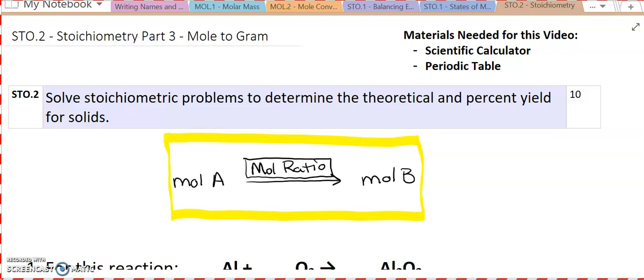Hi guys, it's Mrs. Blake again, and today we're going to talk about stoichiometry part 3, mole to gram and gram to mole conversions. The materials you need for this video are going to be a scientific calculator and a periodic table.